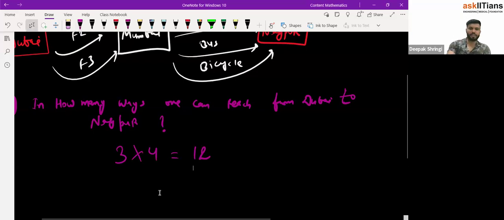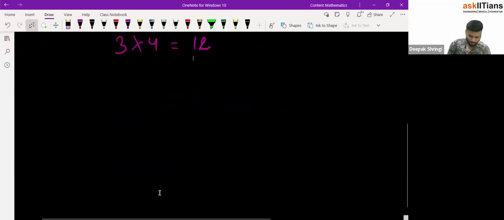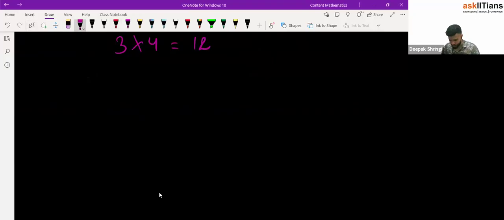Now, guys, let's consider one more example over here. The same kind of example. We are still traveling from the same place to the same place, or we can say, okay, we are still traveling from Dubai.